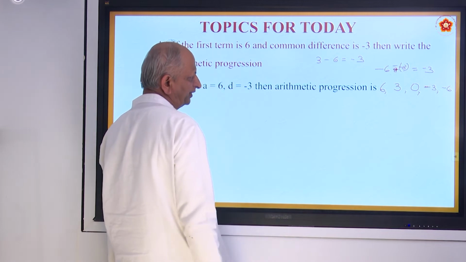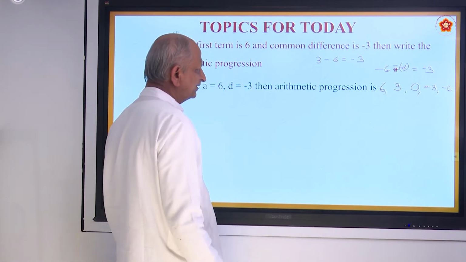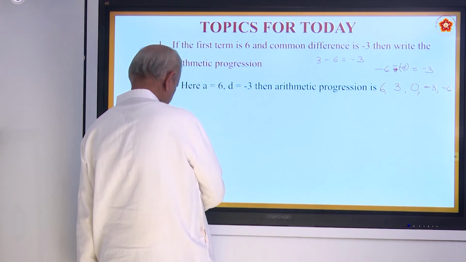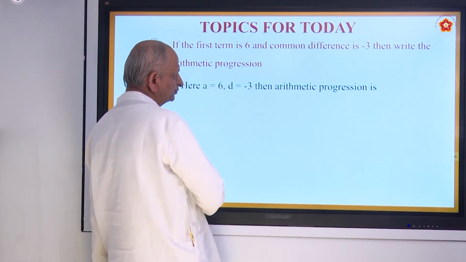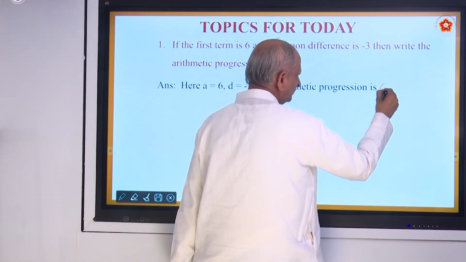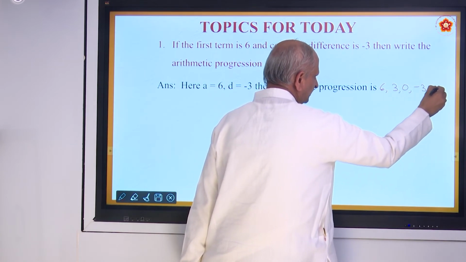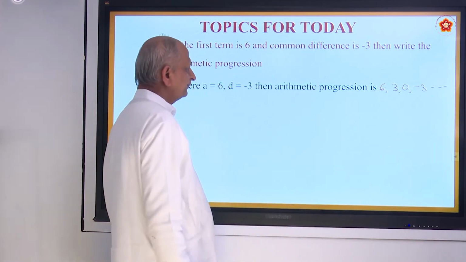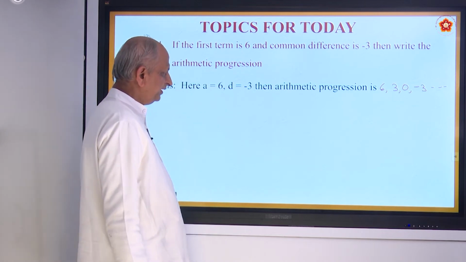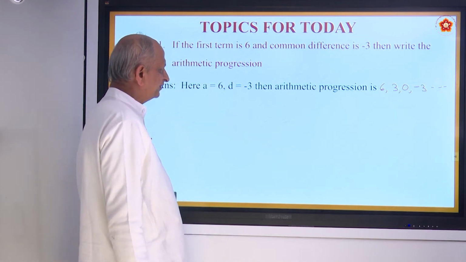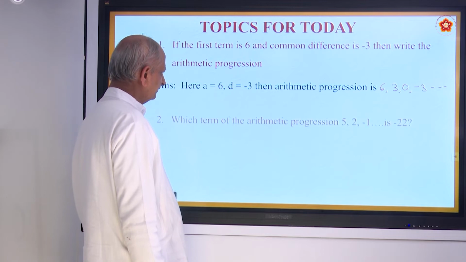So you get 6, 3 minus 6, etc., and that is the answer. So answer is 6, 3, 0, minus 3, etc. The common difference is minus 3. First term is 6. Okay. So that is the answer.